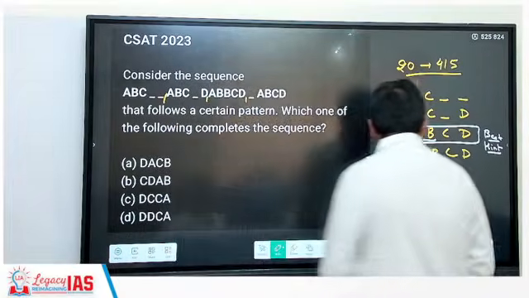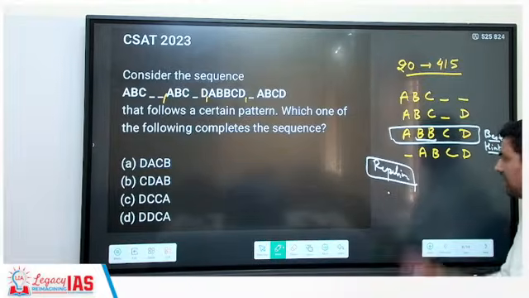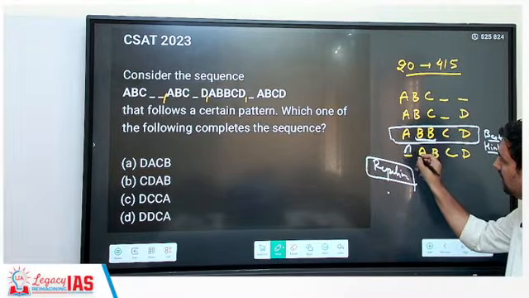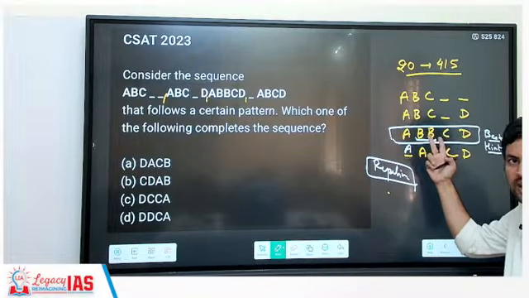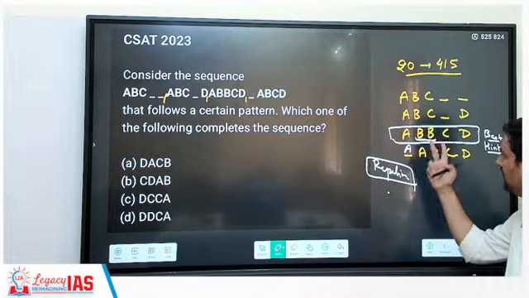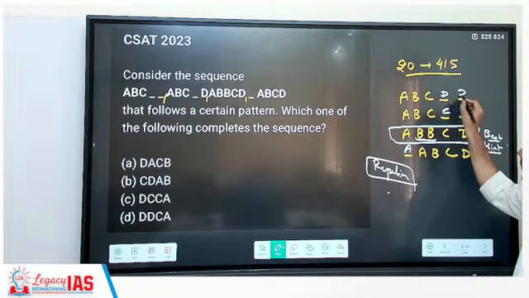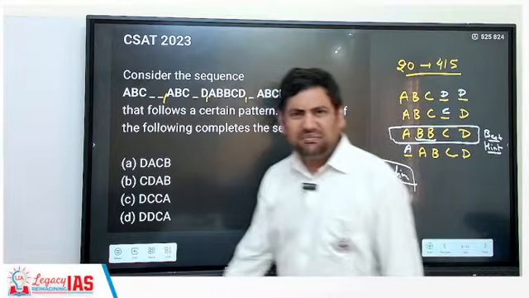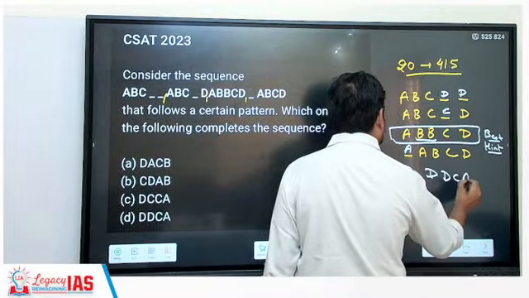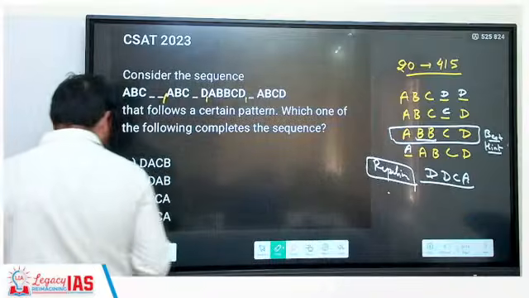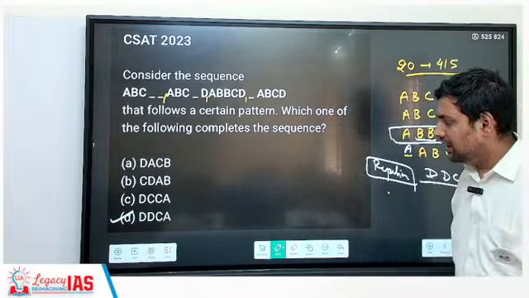Now, which letter can be repeated twice here? Clearly, the only possibility is A being repeated twice because they have to be together. Here B and B are together, so A together, B together. Next would be C together. Next would be D together. Simple, nothing much. Correct. So answer becomes DDCA. DDCA, the Cricket Association of Delhi. So it becomes DDCA.